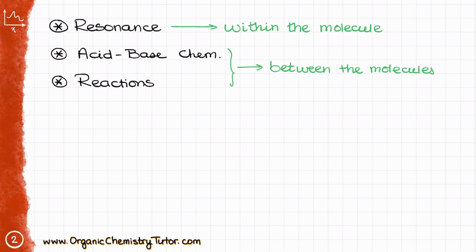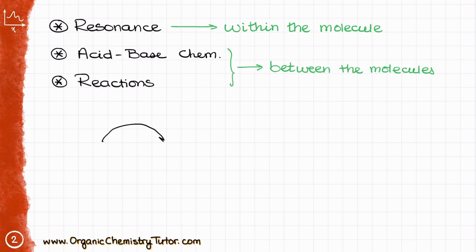The other two, acid-base chemistry and reactions in general, are going to be showing the movement of electron density between the molecules, showing how the electrons move, giving you different products of the reaction. And before we jump into the discussion of the curved arrows themselves, we need to talk about the anatomy of the curved arrow, so to speak.